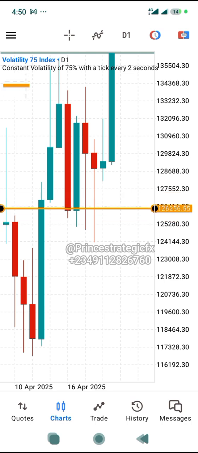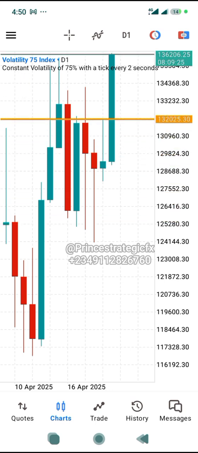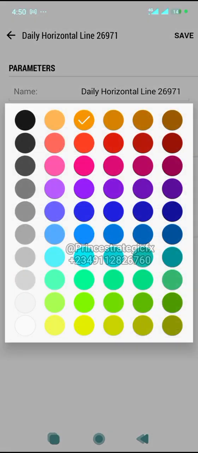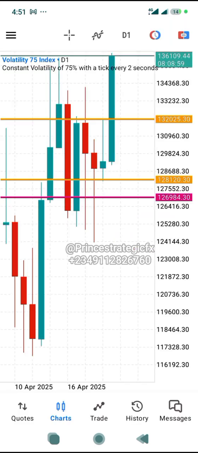Now go and pick the top of the daily time frame. That is the previous daily high of the previous daily candle. Then tap on it, pick the previous daily low of the previous daily candle. Now duplicate it again, change the color to anything that suits you. Just change the color. I will take this dark pink.